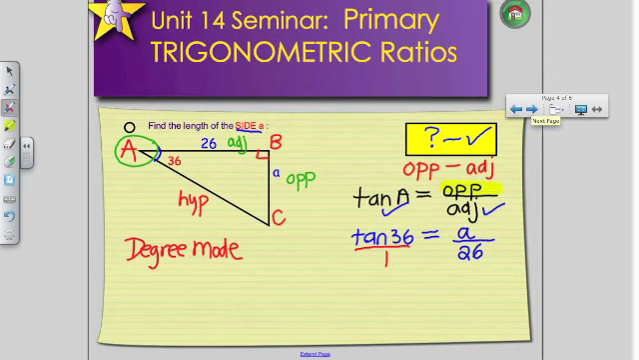What's the next step that I have to do to solve this question? What's my next step? Cross multiply. So this is a little bit easier to solve because A times 1 is simply A, which is going to be equal to 26 times tan 36. I don't have to divide by anything, just coincidentally, my A has already been isolated. So all you have to plug into your calculator is tan 36, there's a tan button, times 26, and you should get an answer of 18.9.